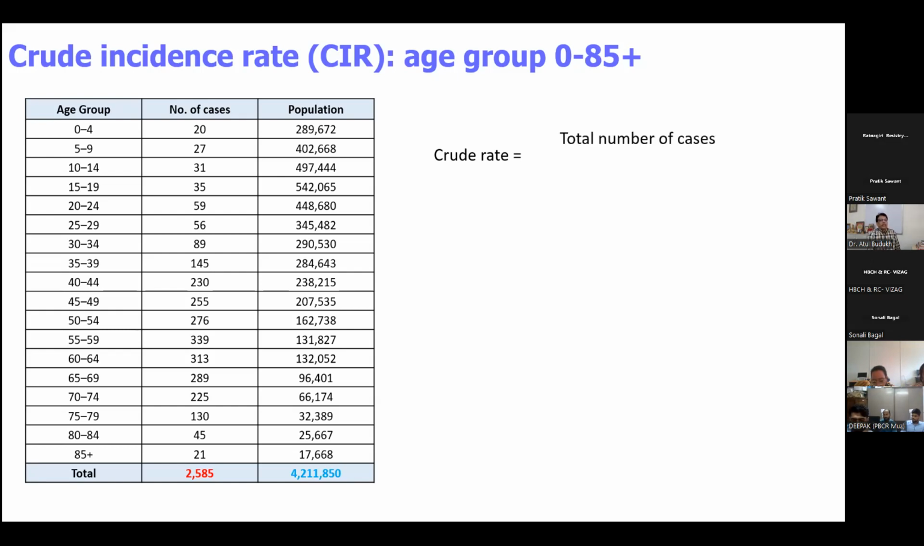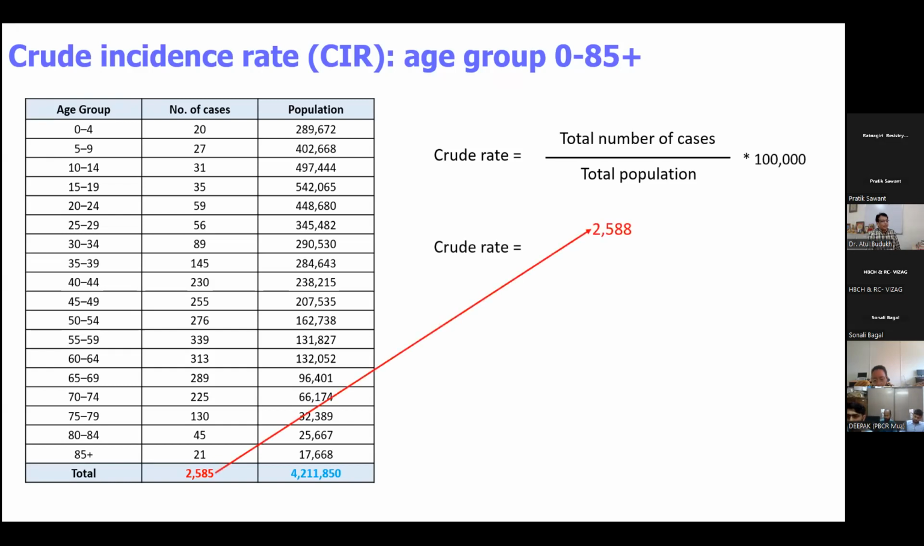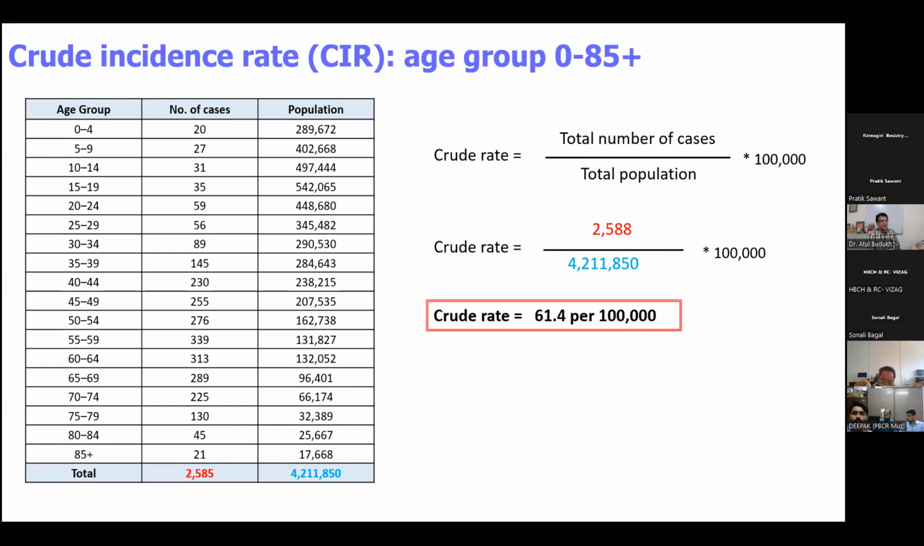So how to calculate the crude incidence rate? Total number of cases divided by total population, times 100,000. It is very easy. 2,585 divided by 421,185 times 100,000. This is the crude rate. The crude rate is 61.4.